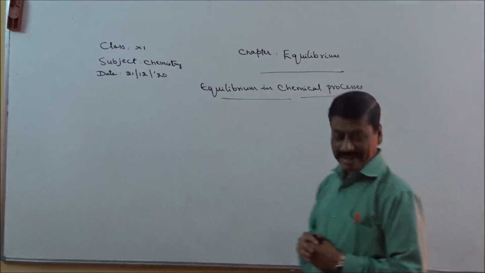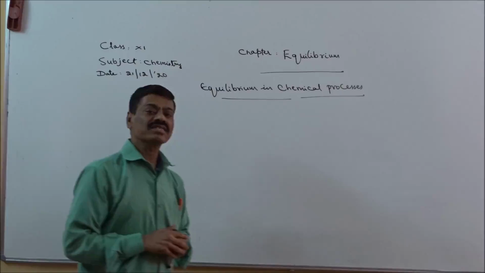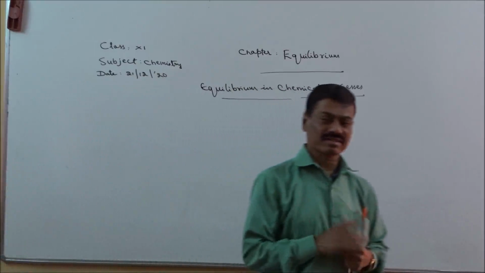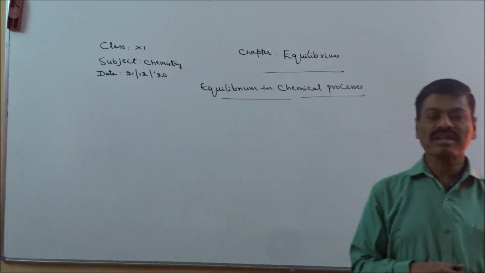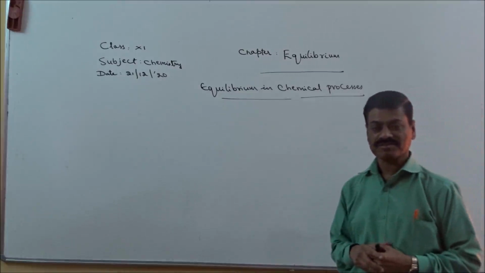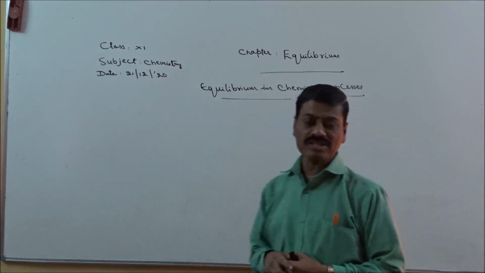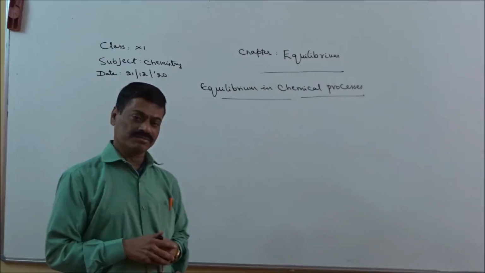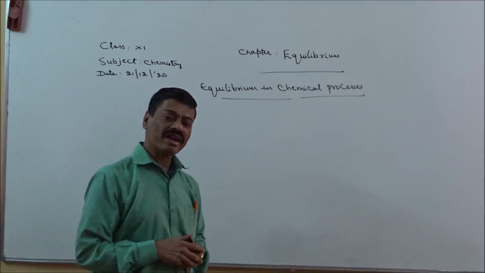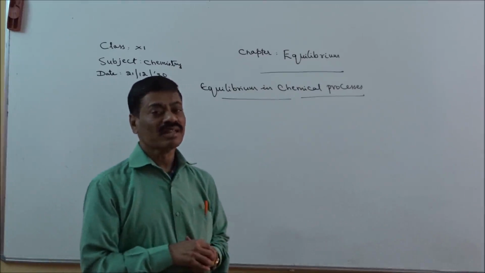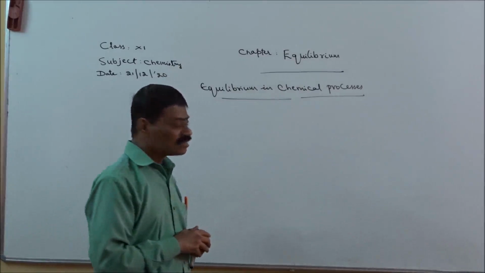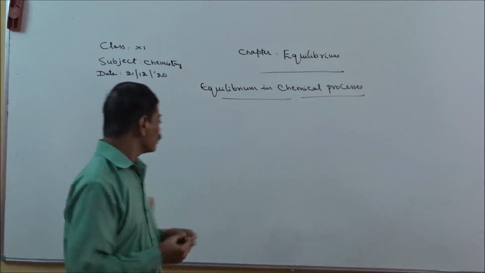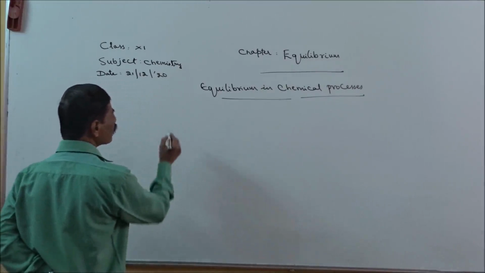If any reaction takes place with the formation of products by the chemical reaction between the reactants, that is said to be a chemical change or chemical reaction. And in that chemical reaction, if the so formed products react in turn and give reactants in the backward direction, then such a reaction is said to be a reversible chemical reaction. Right?